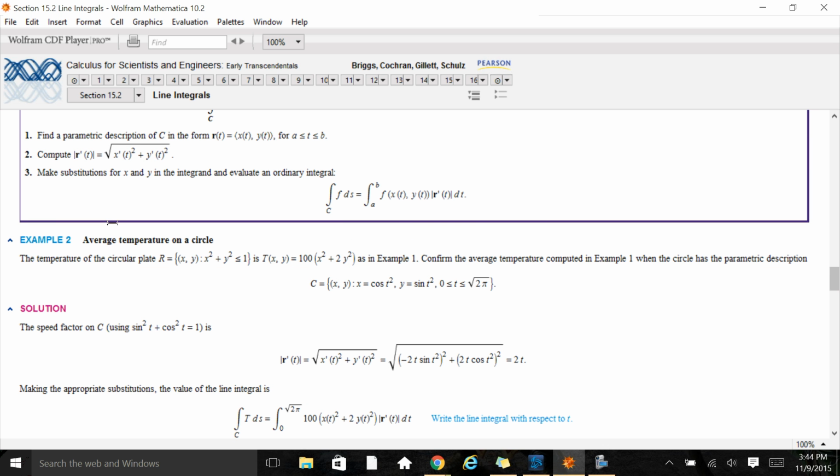Okay, let's take a look at finding the temperature of the circular plate R equals x of y with x squared plus y squared less than or equal to 1. We have a function that says its T of x, y is 100 x squared plus 2y squared. And we want to confirm the average temperature, and we have the parametric description of the circle as x is cosine t squared, y is sine t squared, and t goes from 0 to square root 2 pi.